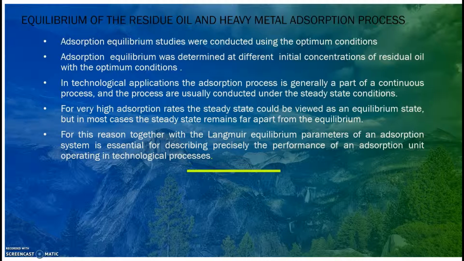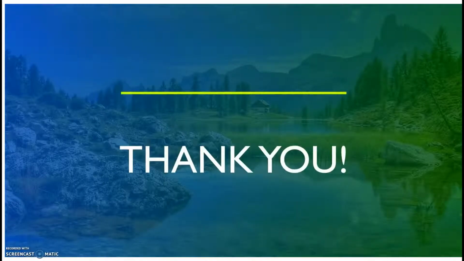For very high absorption rates, the steady state could be viewed as an equilibrium state, but in most cases, the steady state remains far apart from the equilibrium. For this reason, together with the Langmuir, the equilibrium parameter of an absorption system is essential for describing precisely the performance of an absorption unit operating in a technological process. That's all from me.